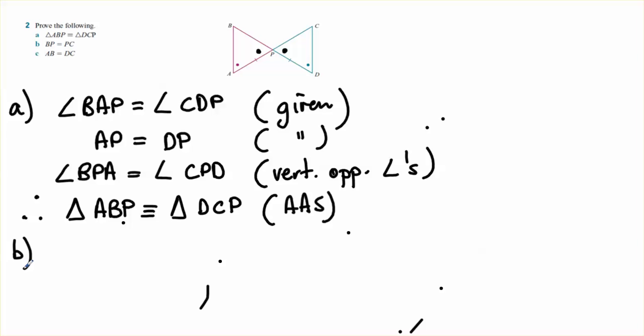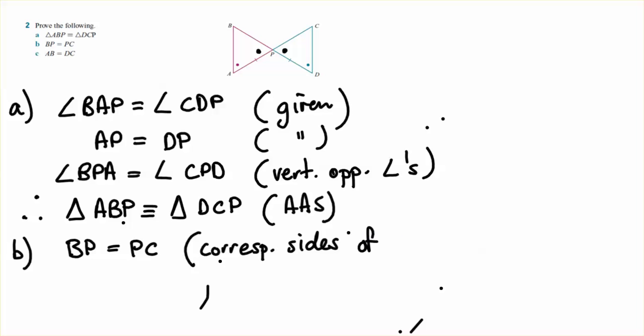So let's do that. We can just state that in one line. BP equals PC. We've just got to give a reason. And the reason we're going to give here is that they are corresponding sides of congruent triangles. And that's all we need to state.